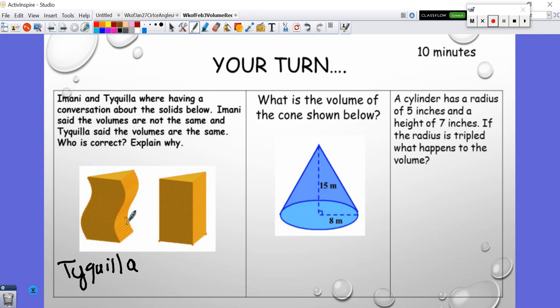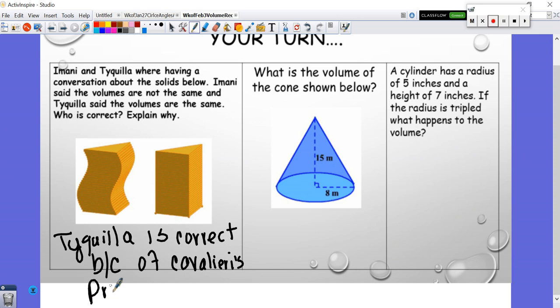It's like at the grocery store. If your can gets bent up, you still have the same amount of stuff in the can because the height didn't change. You just bent it up some. So we say Takwila is correct because of Cavalieri's principle. And what that means is, if the area of the bases are the same and the heights are the same, then the volume is going to be the same. So Takwila is correct.